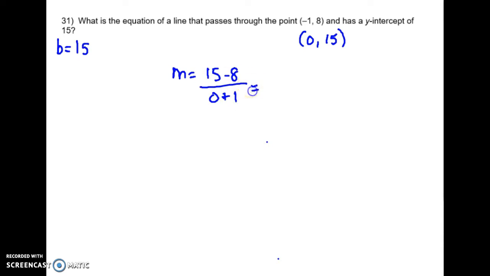Okay, 31. What is the equation of a line that passes through the point negative 1, 8 and has a y-intercept of 15? Okay, well we know that b, the y-intercept, is 15. This y-intercept point is actually 0, 15. So we can use those 2 points now to come up with our slope. Slope is equal to 15 minus 8 divided by 0 plus 1 because we're subtracting a negative. 15 minus 8 is 7. 0 plus 1 is 1, so we get a slope of 7. Our equation is y is equal to 7x plus 15.